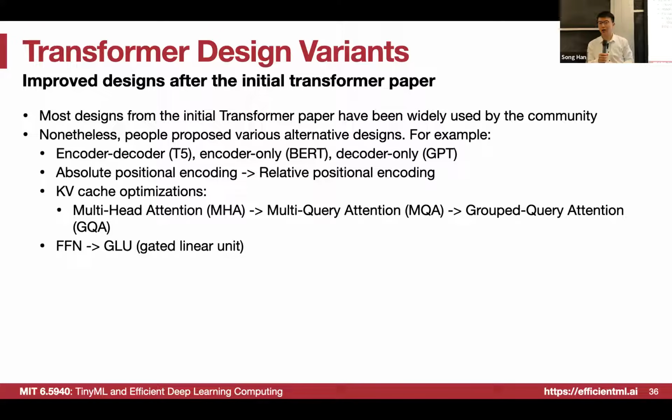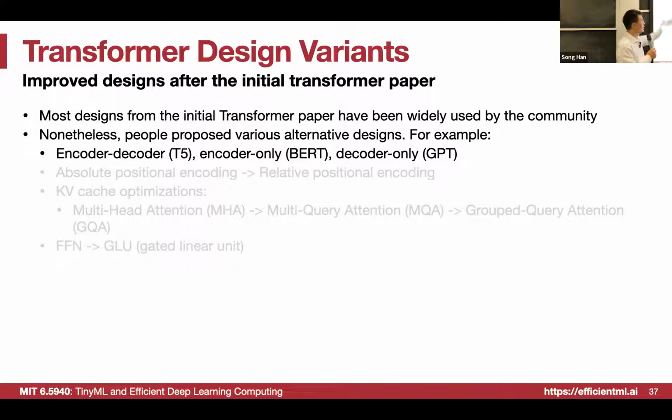And also the KV cache optimization, especially when the sequence gets pretty long, you have to store a lot of values in the KV cache. We're going to talk about what a KV cache is, and then how we optimize the KV cache to make it smaller, including multi-head attention, MHA, multi-query attention, MQA, and also group query attention, GQA. This is like group convolution, depth-wise convolution versus normal convolution. Finally, rather than the conventional FFN, we're going to introduce gated linear units. So let's start this journey, starting from encoder-decoder, encoder-only, and decoder-only models.